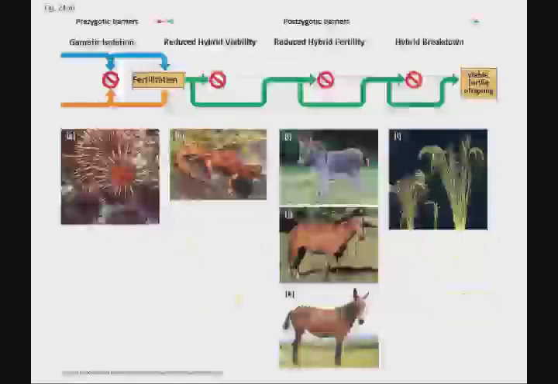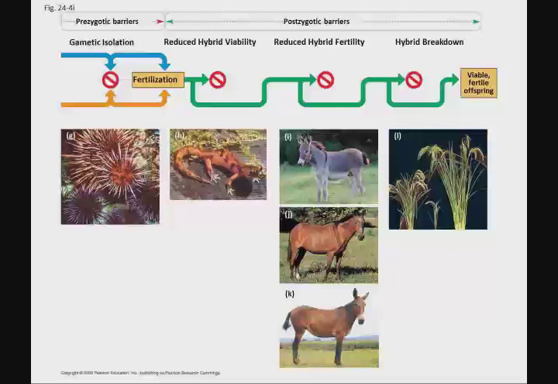Now, postzygotic barriers occur when you get sperm and egg together and you produce offspring, but something's not quite right about that offspring. Right, so we break that into three groups, and those groups are reduced hybrid vitality. Basically, you have fragile children because you're genetically different enough that the baby is viable, but it's not very healthy, and they tend to die before reproducing. All right, you have reduced hybrid fertility. So this is you can produce fine, healthy offspring, but they're sterile.